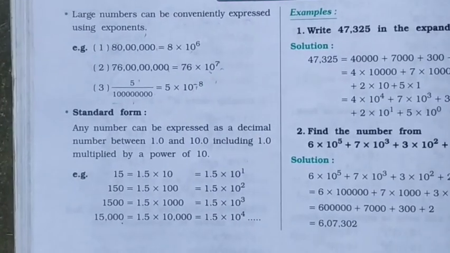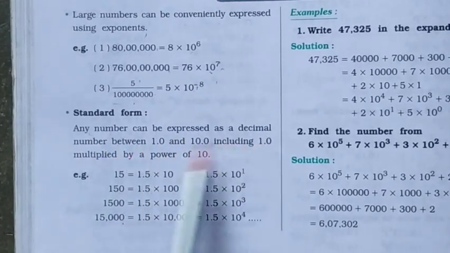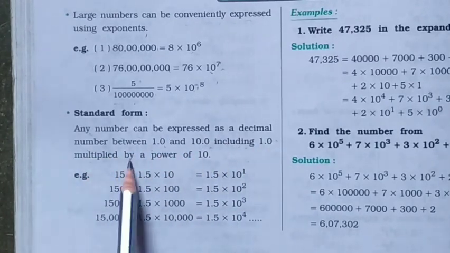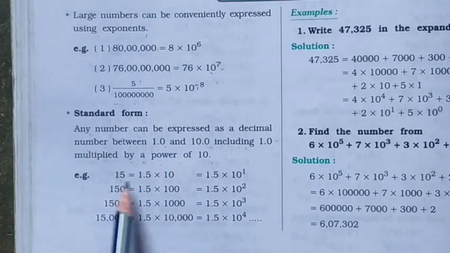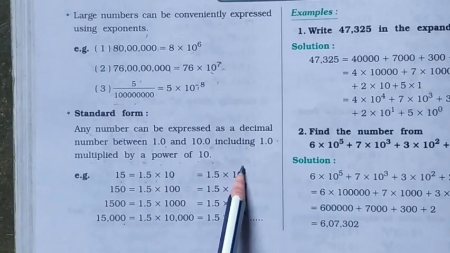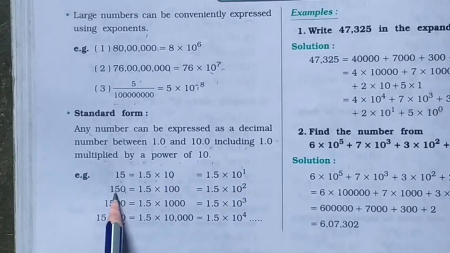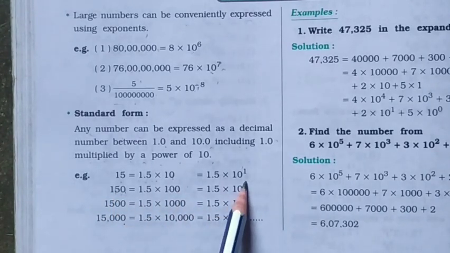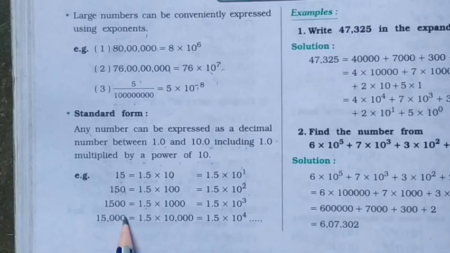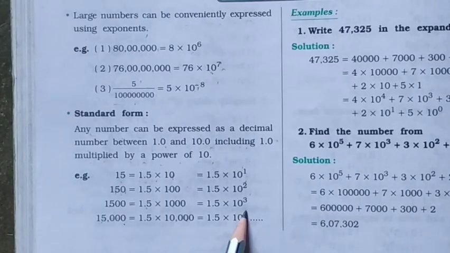So now standard form. Any number can be expressed as a decimal number between 1.0 and 10.0, including 1.0, multiplied by a power of 10. If 1.5 into 10, then 1.5 and 10, so upper side 1. Here 150, so here 0.5, the point comes in the middle. And then how many numbers after the point? 1 and 2, so 2 zeros, that means upper side 2. Here the point, how many numbers come? 1 2 3, so 3 zeros, that means 10^3. That means 15,000. Here the point comes, how many numbers after the point? Then 1 2 3 4, that means 4 zeros, right? And here 10^4.